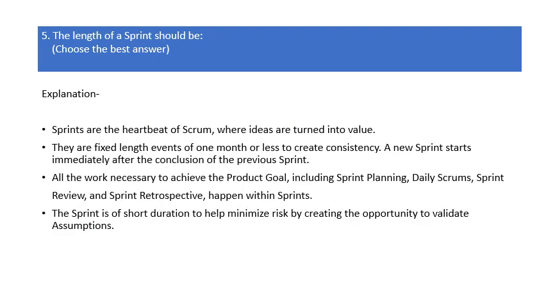Sprints are the heartbeat of Scrum, where ideas are turned into value. They are fixed-length events of 1 month or less to create consistency. A new sprint starts immediately after the conclusion of the previous sprint. All the work necessary to achieve the product goal, including sprint planning, daily scrums, sprint review, and sprint retrospective, happen within sprints. The sprint is of short duration to help minimize risk by creating the opportunity to validate assumptions.